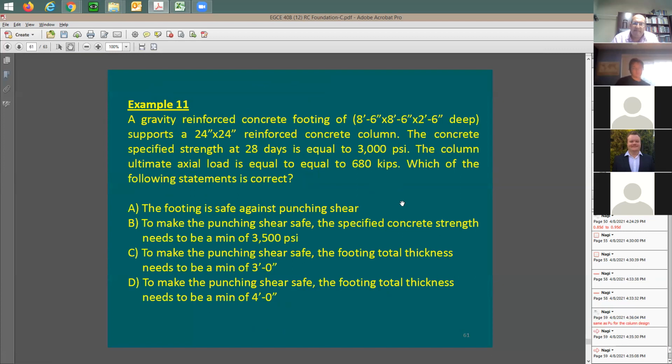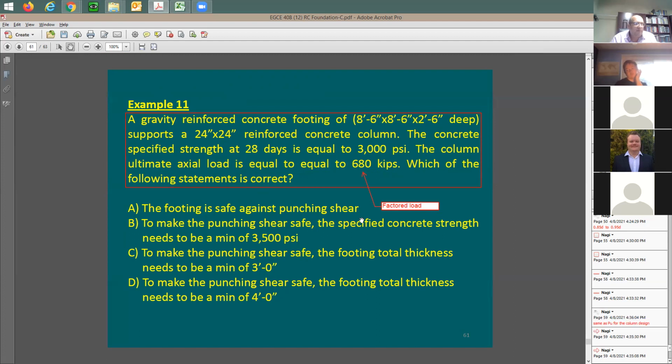So I'm going to show you here an example at which we're going to see how this has been done. I've taken here the same example that we started with when it comes to reinforcing. I'm going to have a footing here 8.6 by 8.6, 2 foot 6. The column is 24 inch by 24 inch. The concrete strength 3000 psi. The ultimate axial load 680. So this is already factored. This is going to be the demand. And this says, here are the answers. Footing is safe against punching shear.